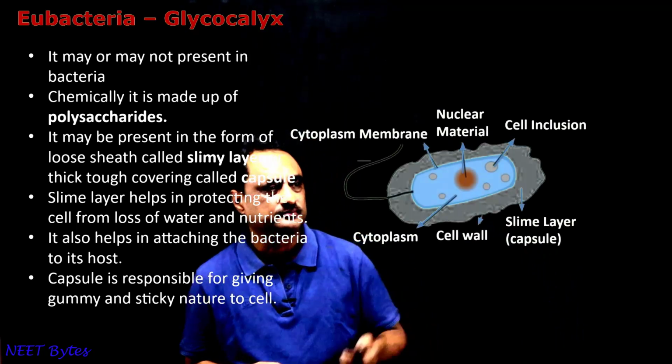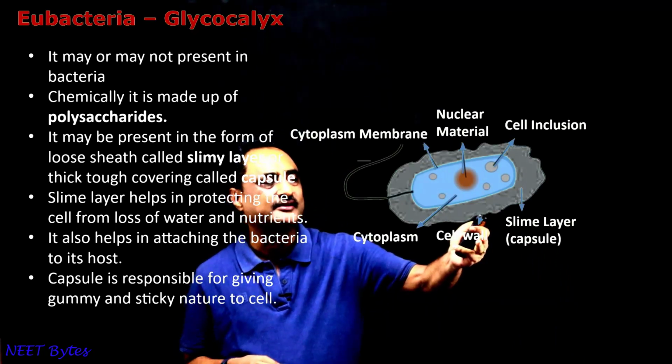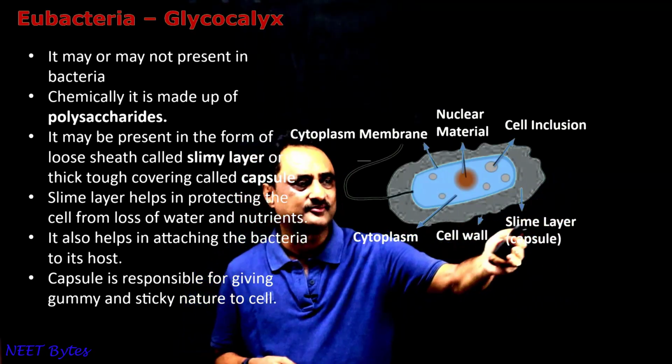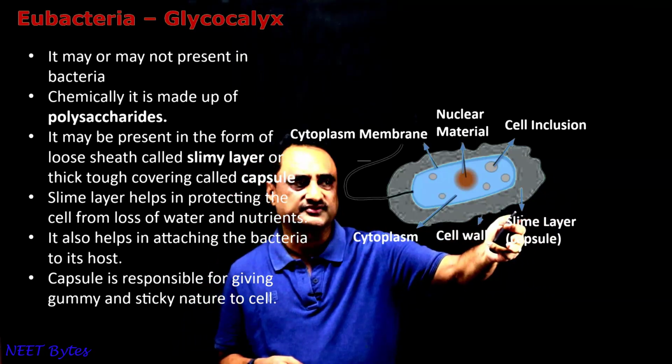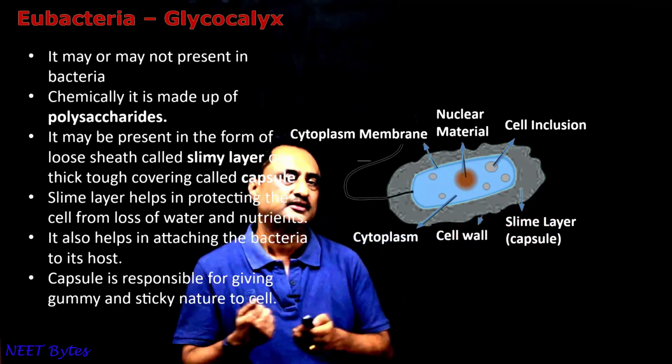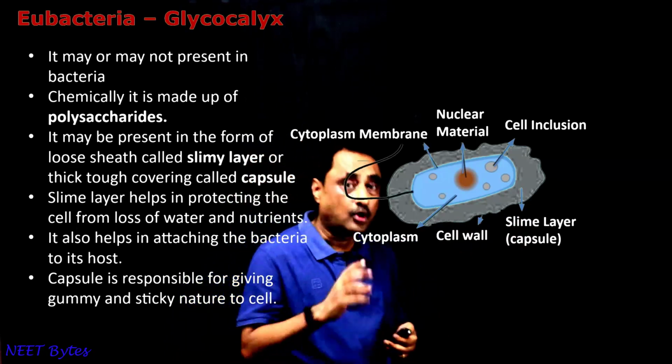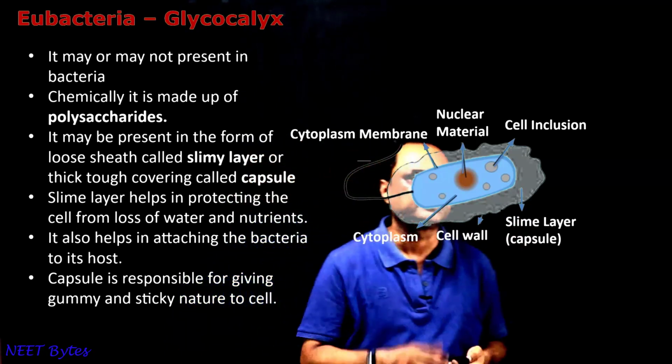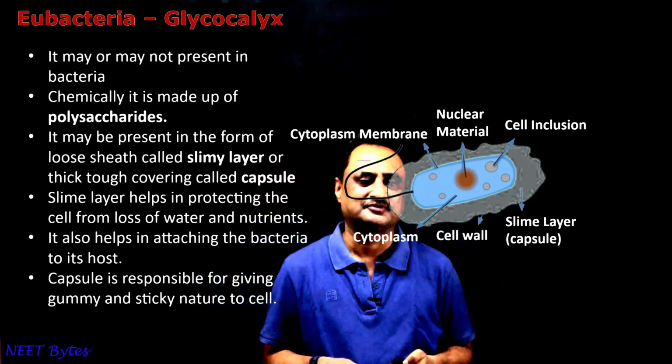Now have a look at this diagram. So this diagram will give you a very clear idea. On the outside there is a slime layer, right? It is a gel-like substance, and as I told you, it helps in taking up water or attaching the bacteria to the host. So these are the two main functions that it performs. Okay.